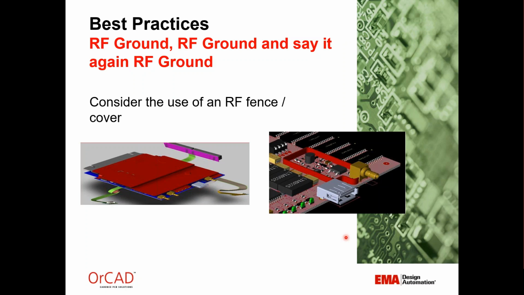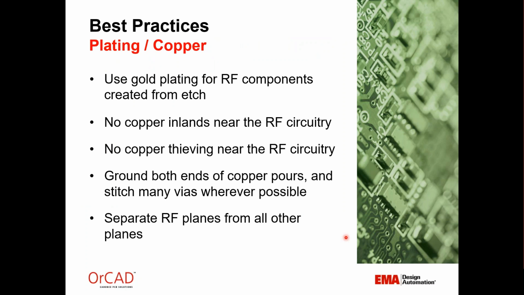Those vias in the ground plane are your best defense, and vias in the pad are what's best when you're changing those layers. Plating: we start off with our normal copper material, but gold plating for RF components created from the etch is the best use. No copper islands should ever be near the RF circuitry. And thieving that the board house would want to put in there to keep that board from warping during fabrication should never be near any RF circuitry either.